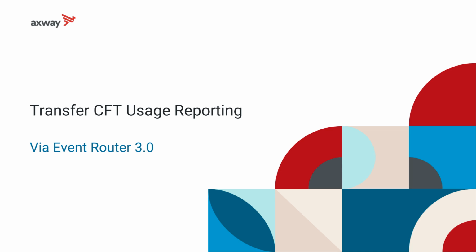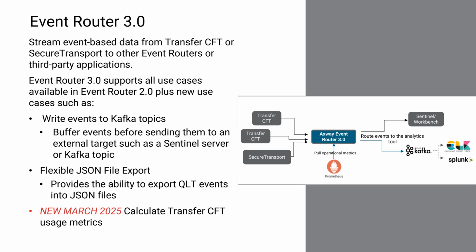As you have seen, TransferCFT usage metrics are counted across the TransferCFT instances operating in your production environment. For this reason, a centralized solution is required to collect and process this data. TransferCFT provides usage reporting via Event Router 3.0, an event-based data tracking application. Axway Event Router 3.0 streams event-based data from TransferCFT or Secure Transport using the QLT protocol to multiple target applications such as Sentinel or other event routers or Kafka.